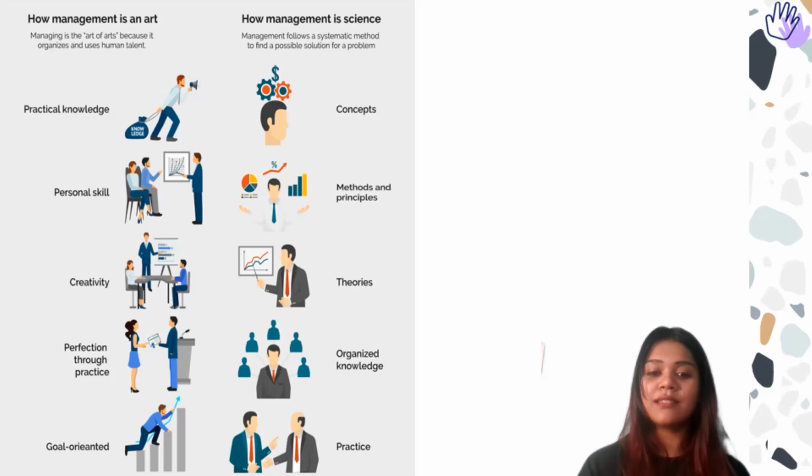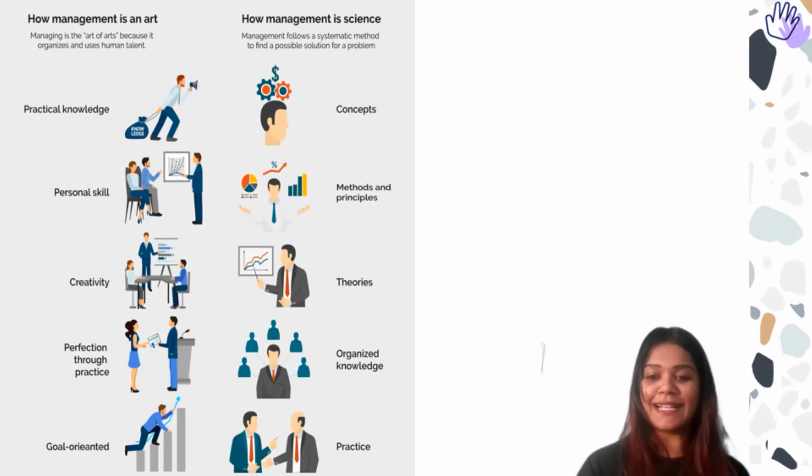Science is organized knowledge because there are certain principles that exist. But in management, although there are certain principles existing, you get to perfection only when you practice. That is why it is said that people who have more work experience know how to deal with problems better, because they have been through it for long and know how to go through it, right? So I hope the difference between how management is an art and how management is a science is clear.